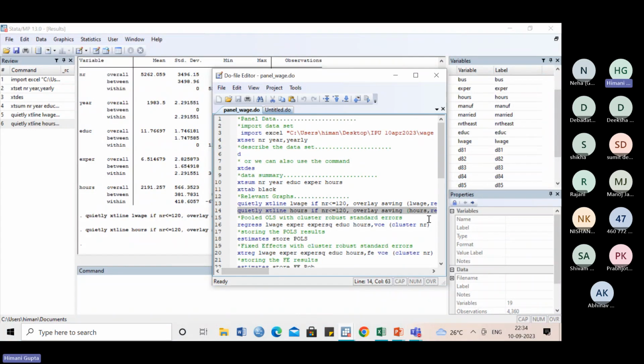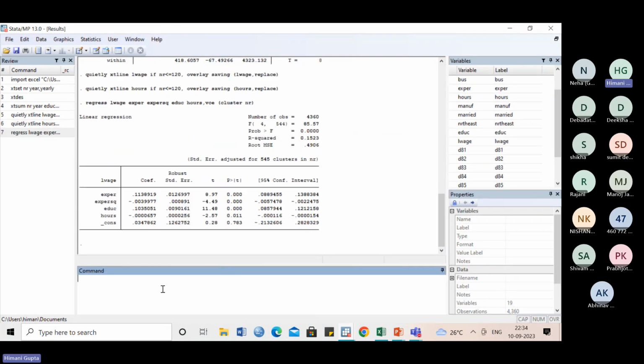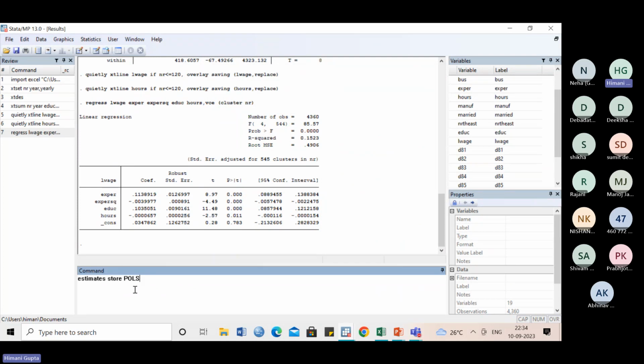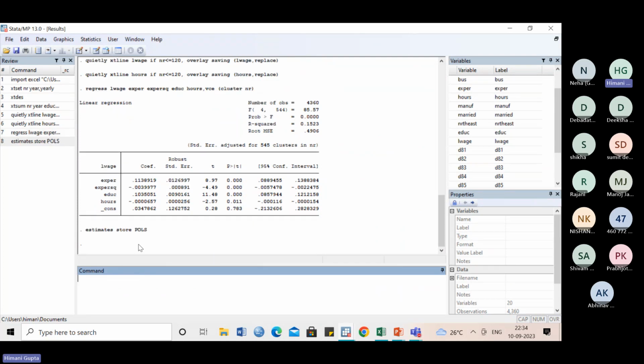Now you can do the pooled OLS. What we have to do is just regress it. You just make a regression over here, and it will give the answer for the complete pooled OLS. These are the old regress commands. We are just writing all the variables over here. What we can do is store it, as I was telling you, for the pooled OLS. I have stored the command in the variable POLS.